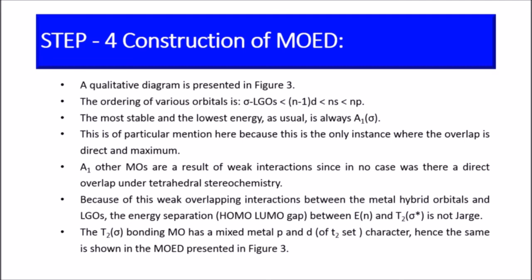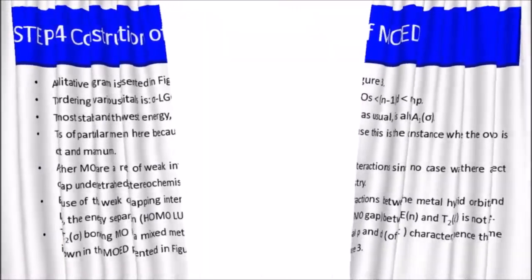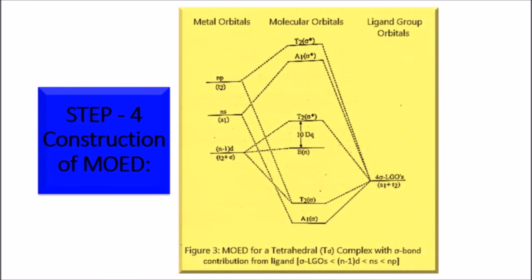The T2 sigma bonding molecular orbital has mixed metal P and D of T2 set character. Hence, the same is shown in the MOED diagram in this figure 3. You can notice the arrangement of only sigma donation MOED generation for the tetrahedral geometry. You can put any example over here.